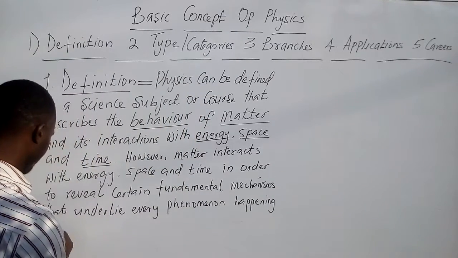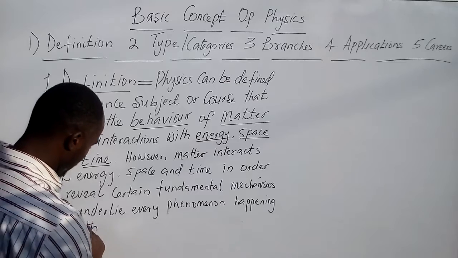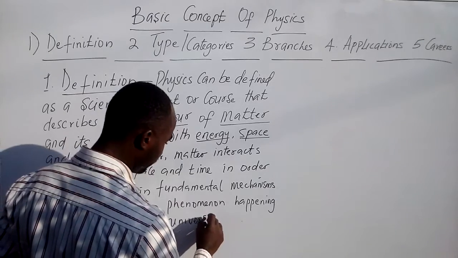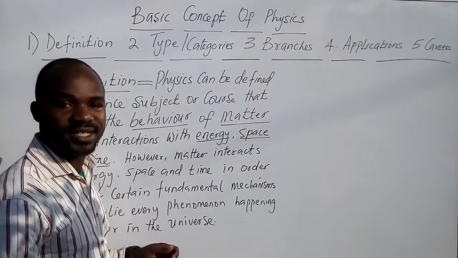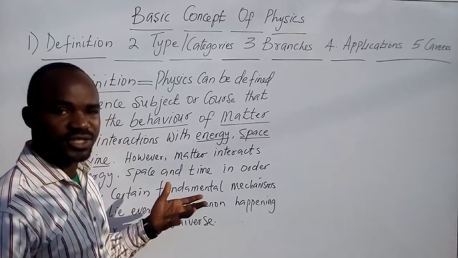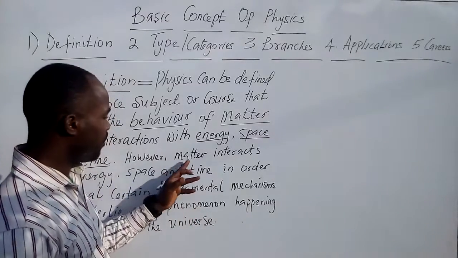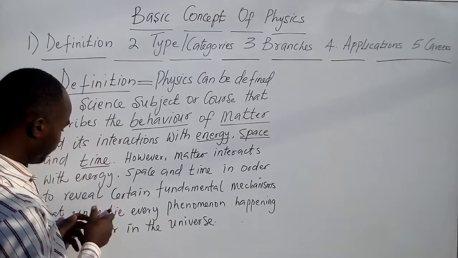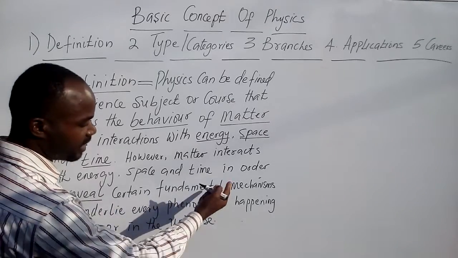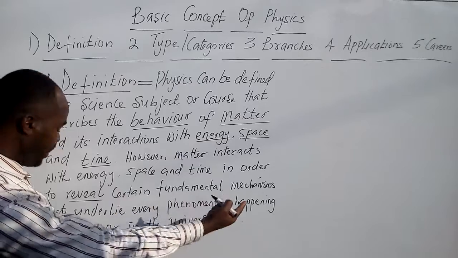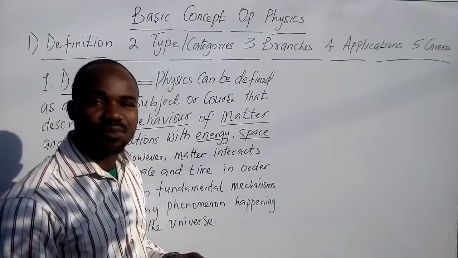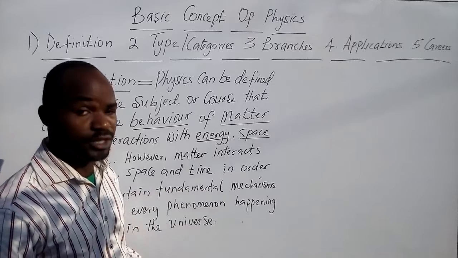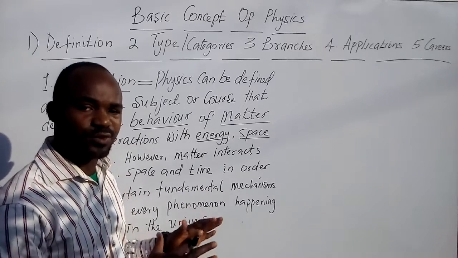Happening on Earth or in the universe. All right. So this is the reason behind the interaction of matter with energy, space, and time respectively. However, matter interacts with energy, space, and time in order to reveal, this is the key word, to reveal certain fundamental mechanisms that underlie every phenomenon happening on Earth or in the universe. That is the simple reason why matter interacts with these terms, energy, space, and time. There could be other numerous reasons for that, but this one is simply basic.